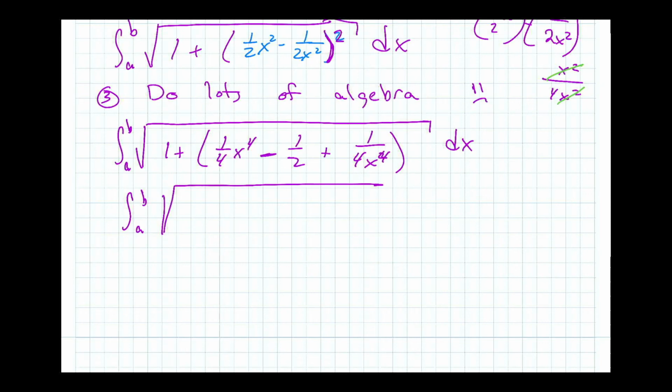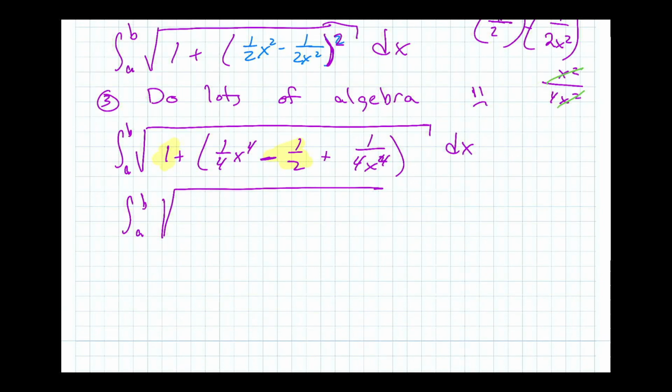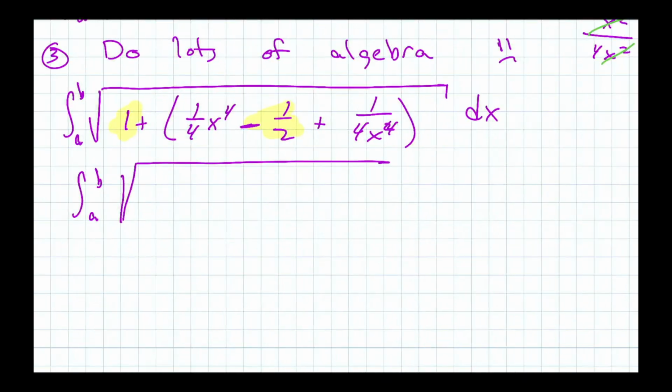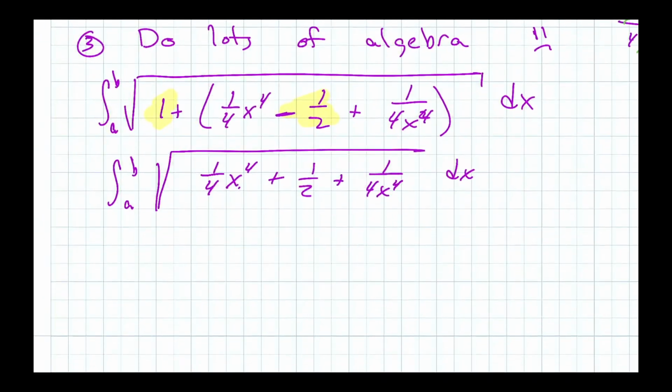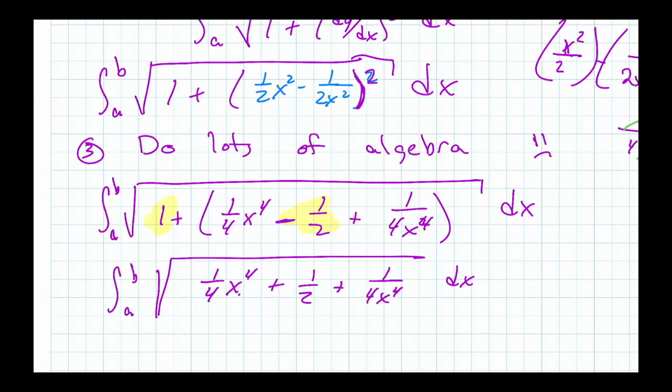All right. Now this right here and this right here are like terms. So combine them. So when we do that, we end up with 1/4 x to the fourth plus a half plus 1 over 4x to the fourth. And then a dx. Okay, so you end up with all that. And like I said, these integrals are almost impossible to work through.